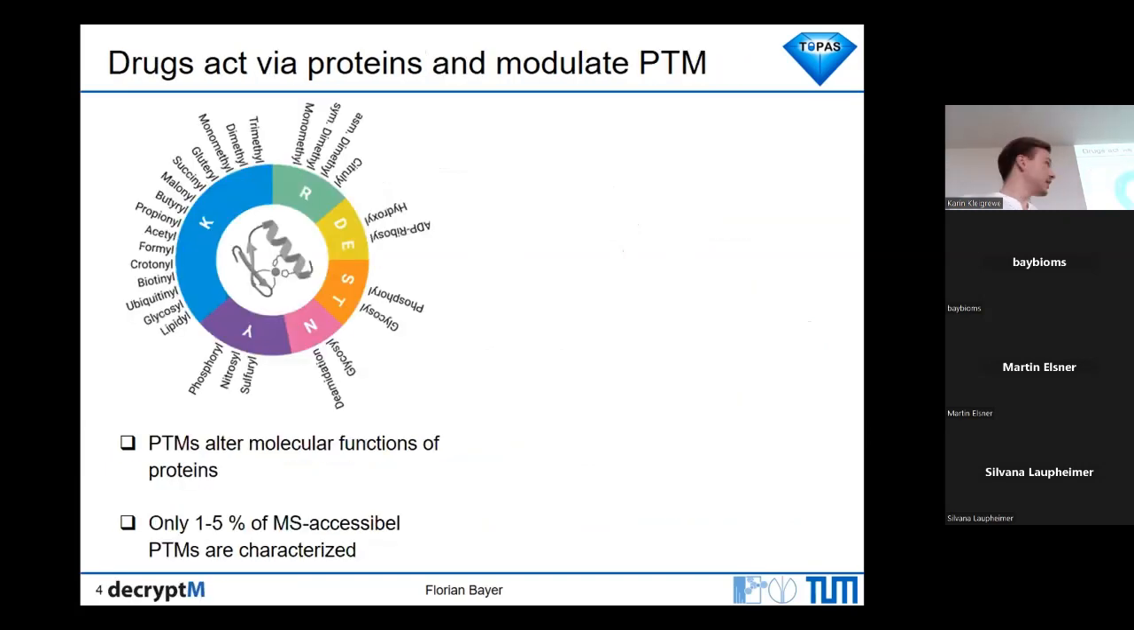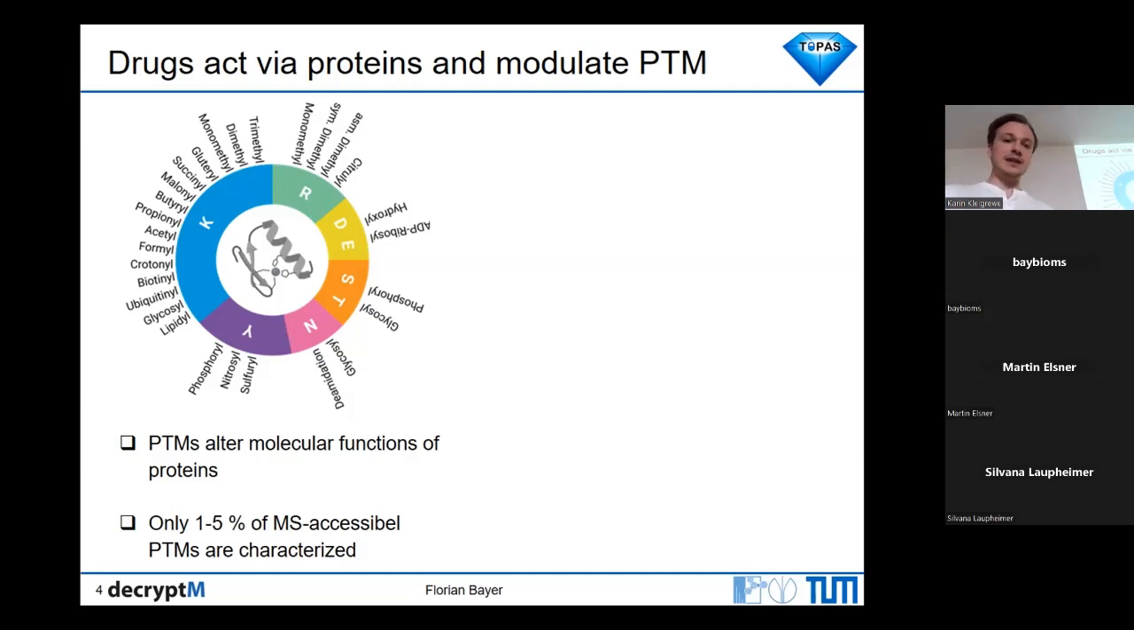Now that we agree that protein modifications are really important and we should always look at PTMs, it turns out that when we do mass spectrometry and look at different PTMs, it's really sad to know that just 1 to 5% of the things that we can see with mass spectrometry is actually characterized. So there's really a need to look at PTMs, how they behave, and how they are involved in different things.